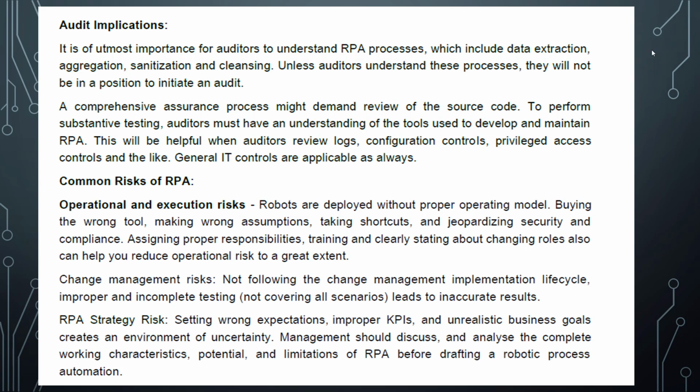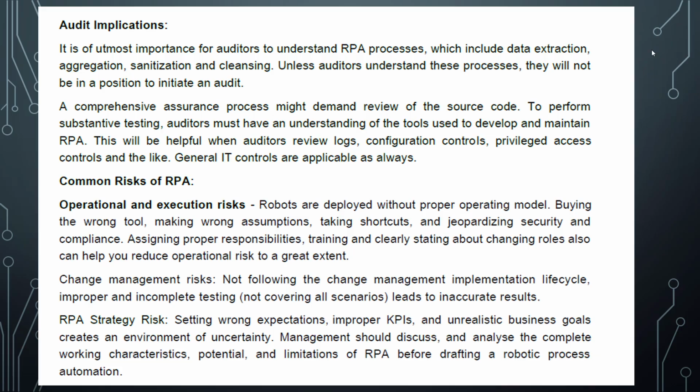Let's quickly recall the key terms: the sanitization and cleaning, the source code, and also the reviewing of the logs, configuration controls, and privilege access controls. These are the things you should reproduce. Now the common risk that was just discussed at the beginning, the shortcut is ROC. R is for RPA strategic risk, O is for operational execution risk, and C is for change management risk. And the key term you should reproduce is robots are deployed without proper operating model.